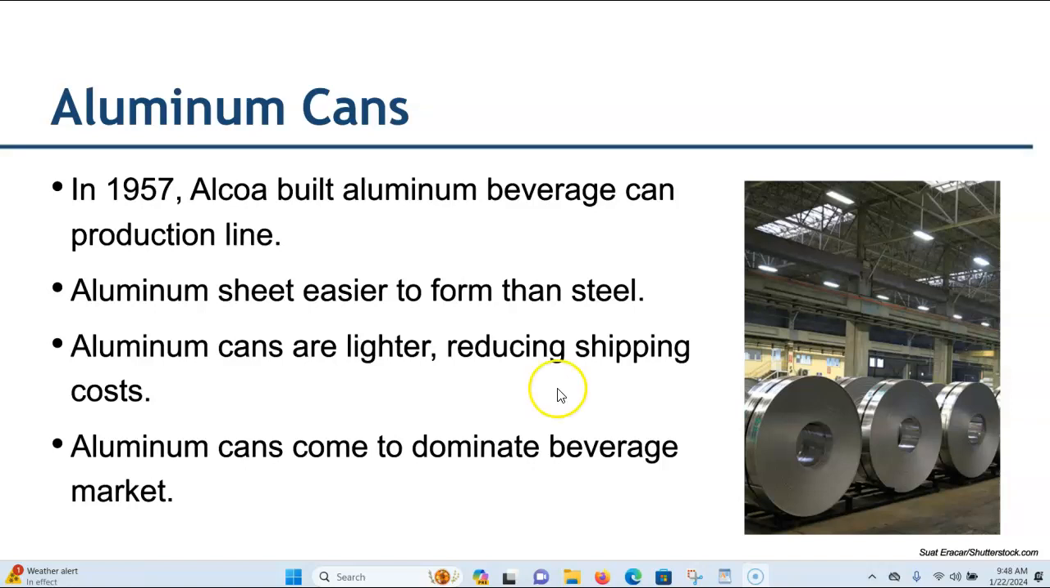You also had cans that are lighter, and so that reduced your shipping cost. And of course, nowadays, all through the 80s and 90s, aluminum was definitely dominating the beverage market. We still do have a lot of aluminum cans, but now, of course, we've also got a large amount of plastics involved in the canning industry as well.